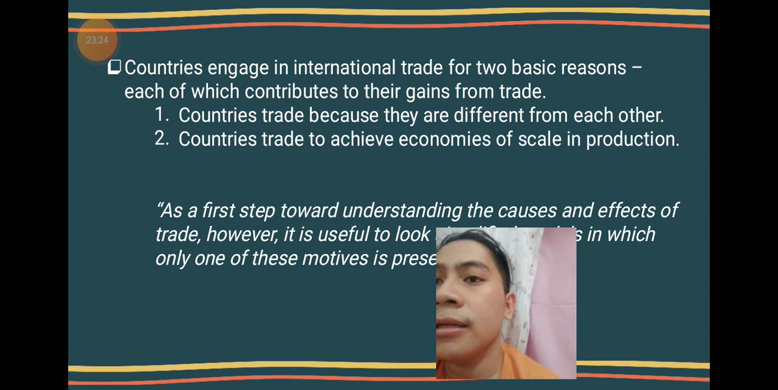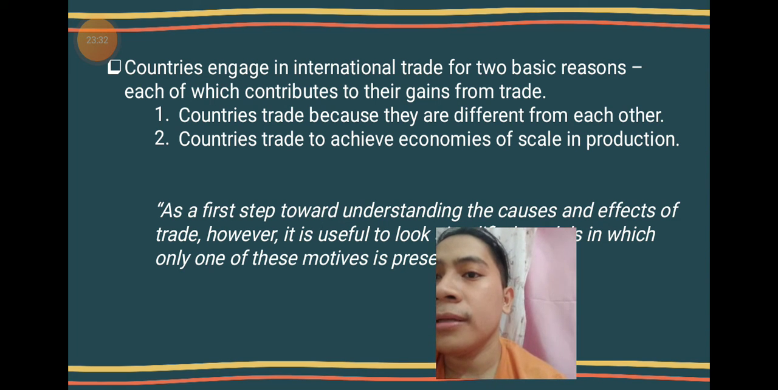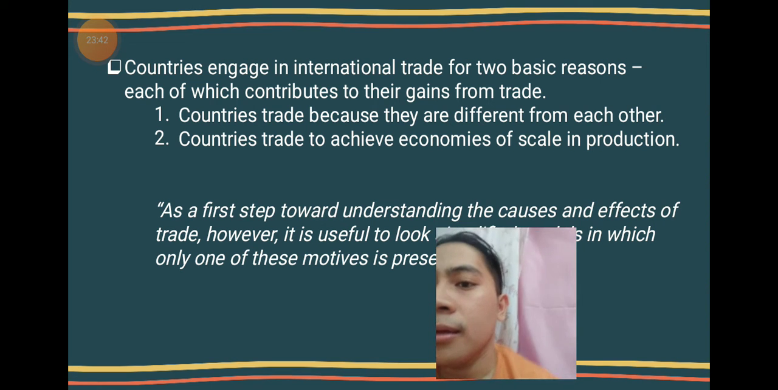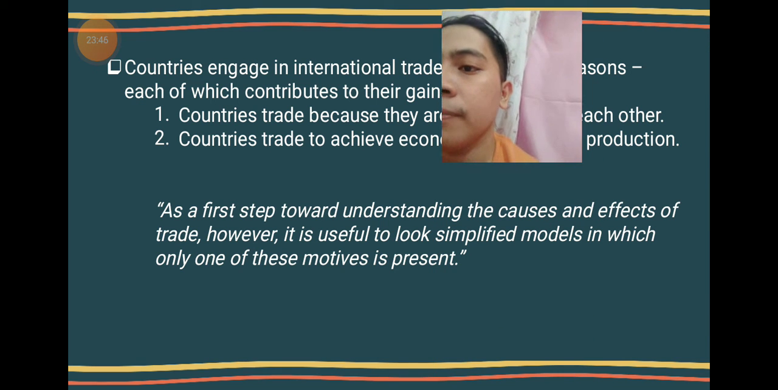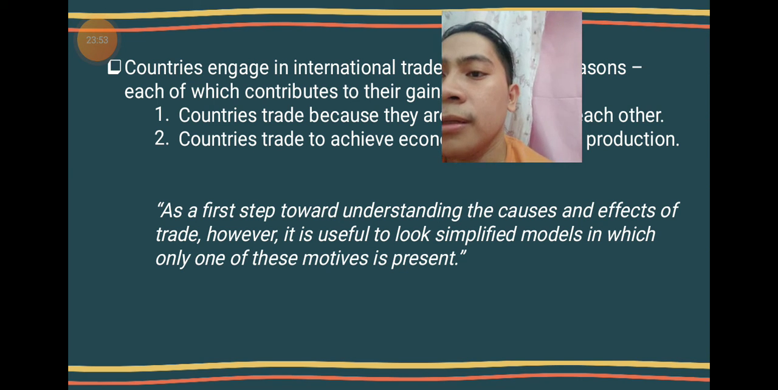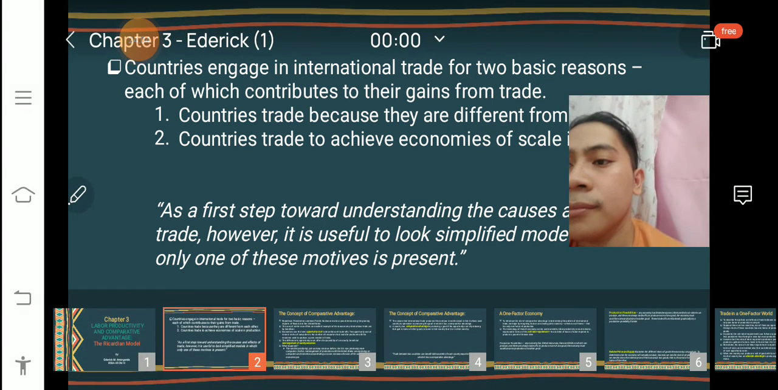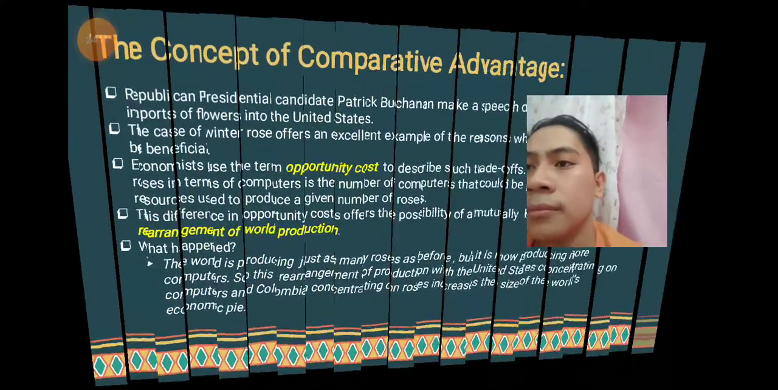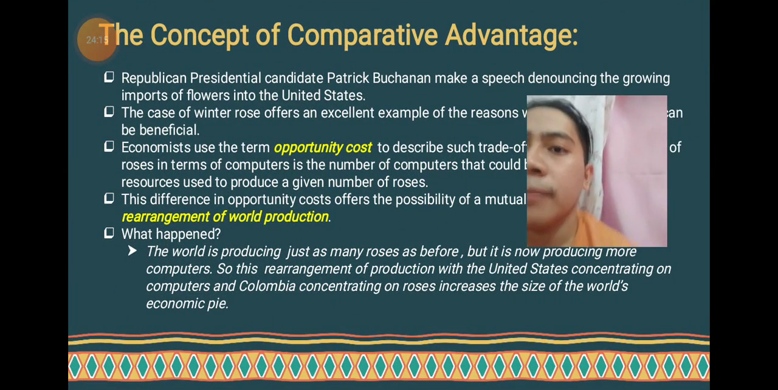Countries engage in international trade for two basic reasons, each of which contributes to their gain from trade. 1. Countries trade because they are different from each other. 2. Countries trade to achieve economies of scale in production. As a first step forward, understanding the cause and effect of trade, however, it is useful to look at simplified models in which only one of these motives is present. The concept of comparative advantages.